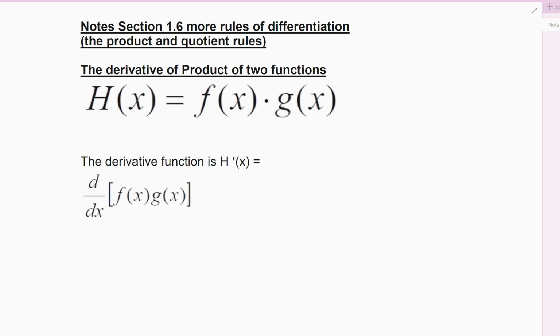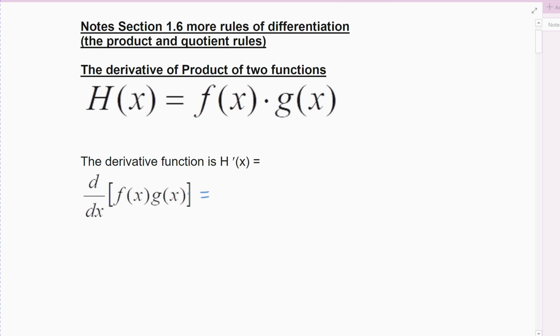Product means when I have two distinct functions, one function times another. So again, it's not a constant multiplier. We have a function of x times another function of x. There's two functions multiplied together: f of x times g of x.